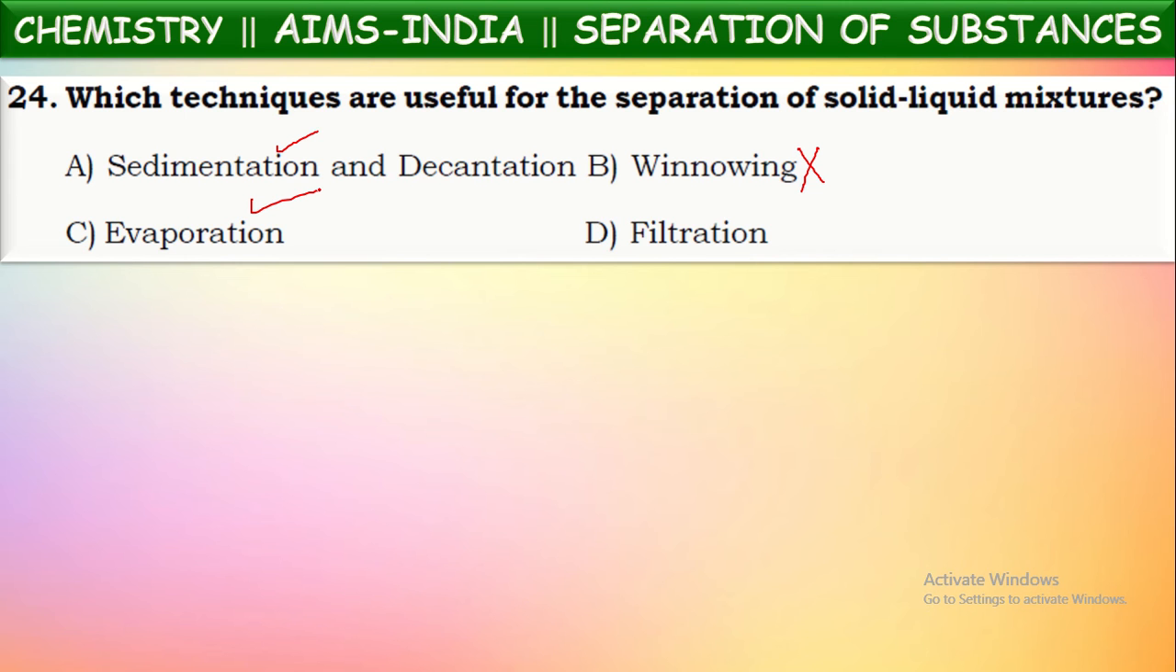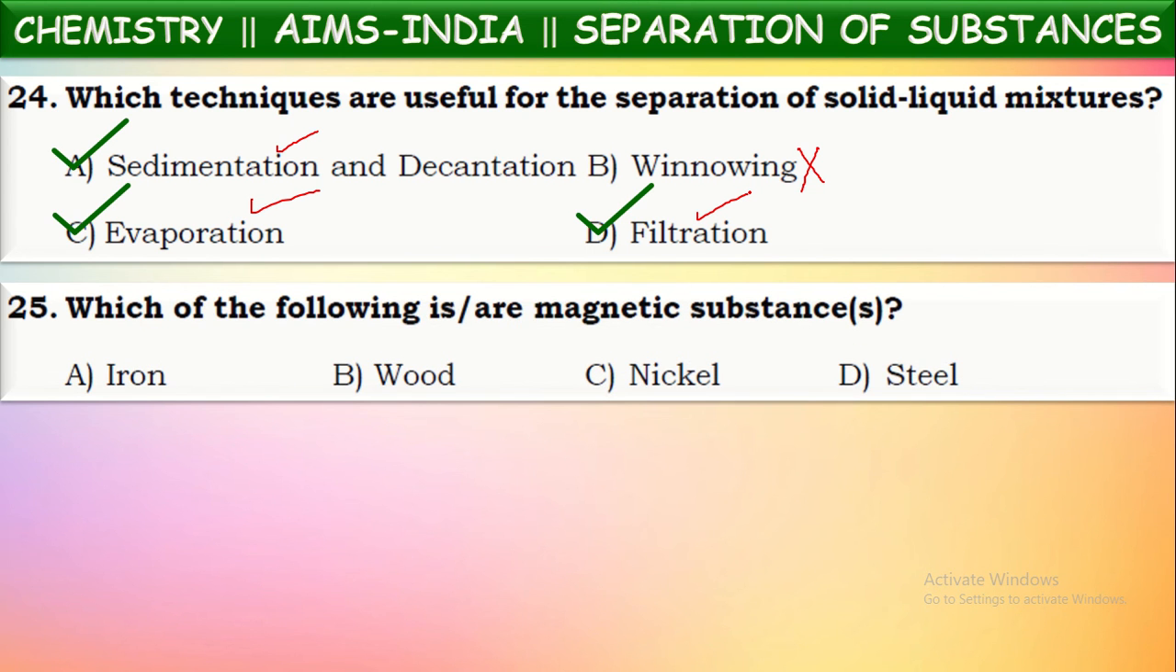Now here the pure liquid obtained is called filtrate, and that solid substance remaining in the filter paper is called residue. That process is called filtration. So in this filtration we are separating solid component from the liquid component. So this also will come under correct answer. In these three processes we are separating solid liquid mixtures. Okay. Now what will be the correct answer? ACD.